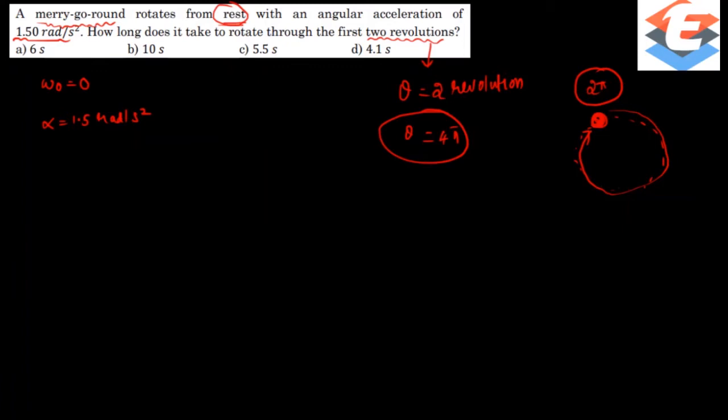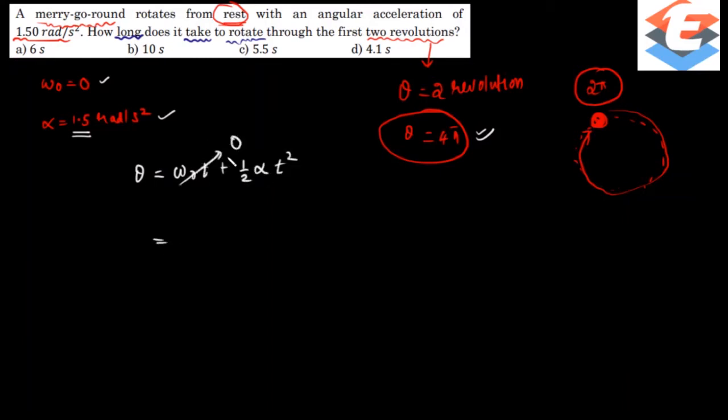So now they are asking how long does it take to complete these two revolutions? So how to solve this? Simple, we know omega naught. Alpha is given as 1.5 radian per second square. It is constant, it is not varying with anything. And they also said that theta, the angular displacement, is given. So I can use our second equation for constant angular acceleration. What is that second equation? Theta is equal to omega naught t plus 1 by 2 alpha t square.